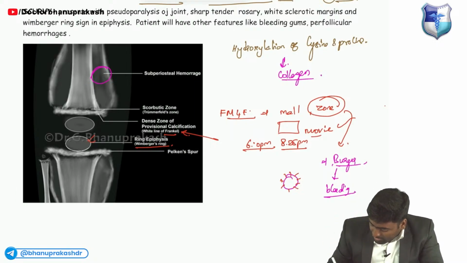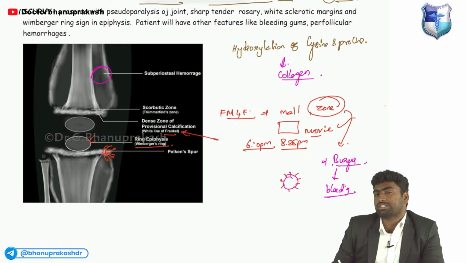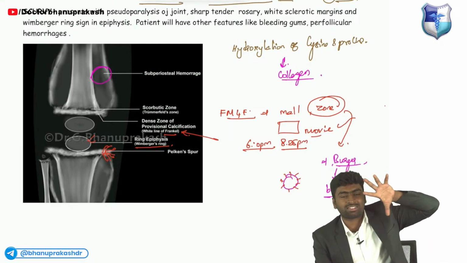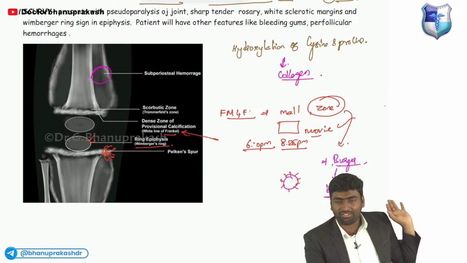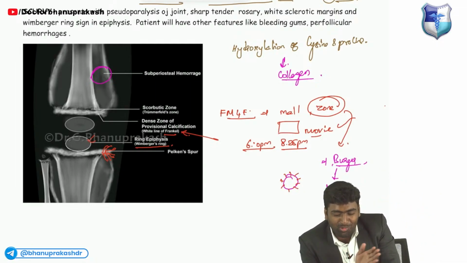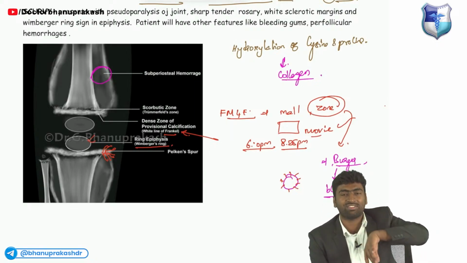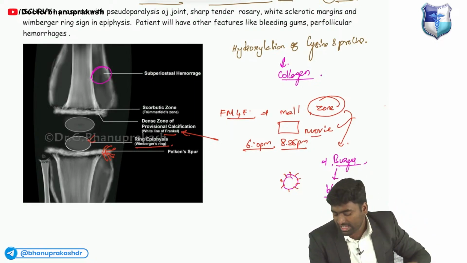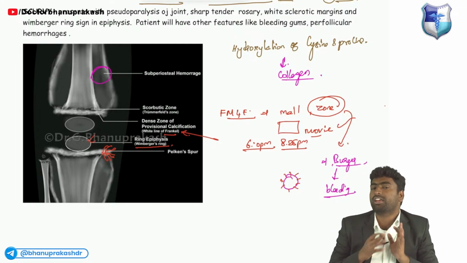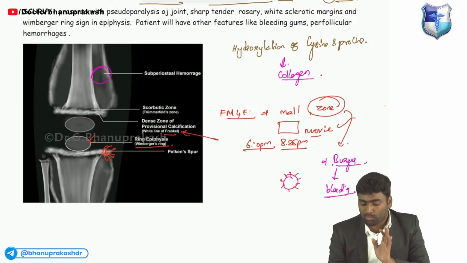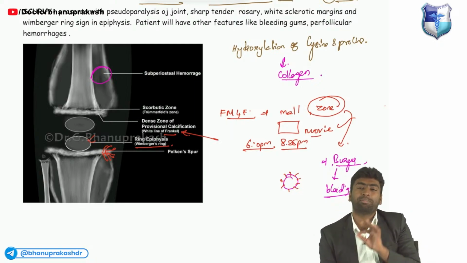And here it will be showing this type of spurs, like your French fries. It is known as Pelkin spur. So there will be the Wimberger ring along with this Pelkin spur and along with this white line of Frankel. If you are able to correlate the story, keep it. If not, just leave it and remember these things. Wimberger line and white line of Frankel, along with this Pelkin spur, and there will be features of bleeding, gum bleeding.